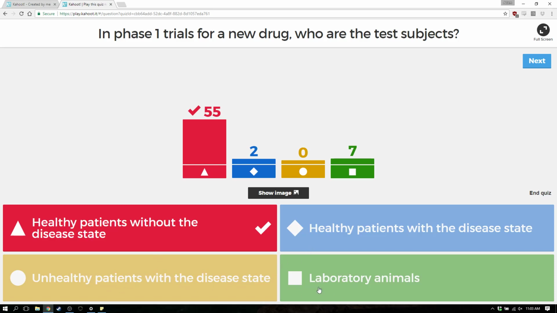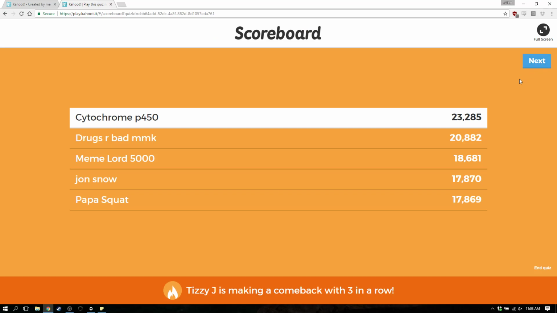But also not laboratory animals. When would lab animals be tested upon? Yeah, the preclinical trials, right? So these are the clinical trials, but that would be preclinical. Healthy patients without the disease state, that's going to be phase 1, right? You may think some of your patients are animals, but that's not the case for these clinical trials.